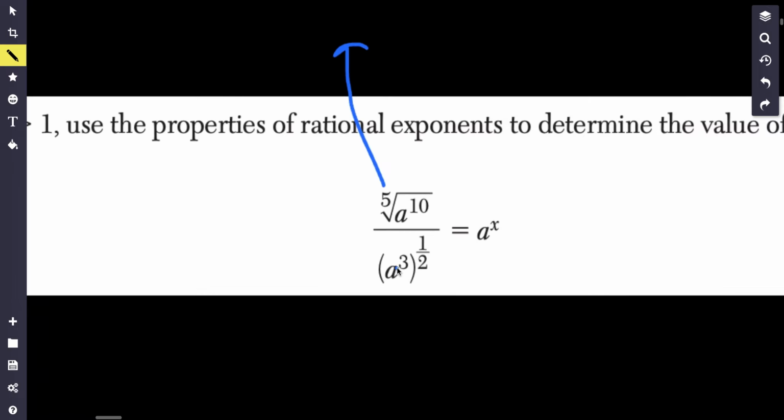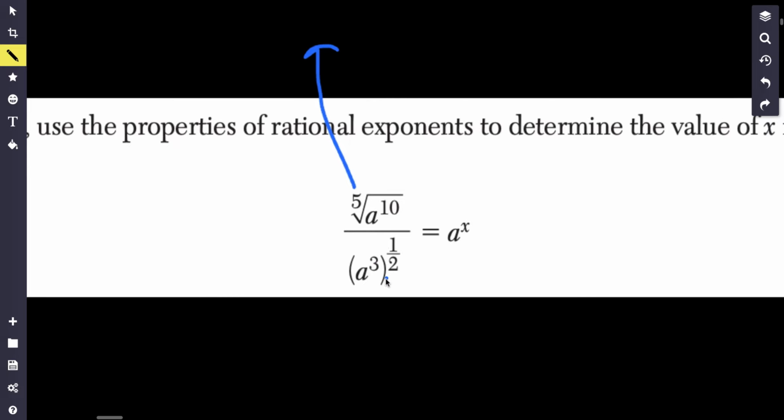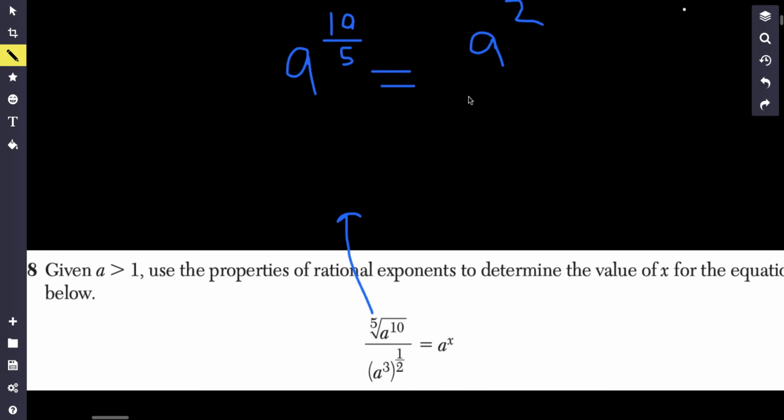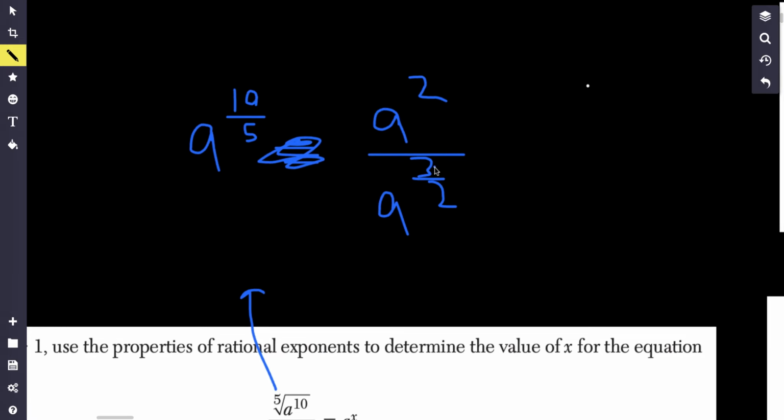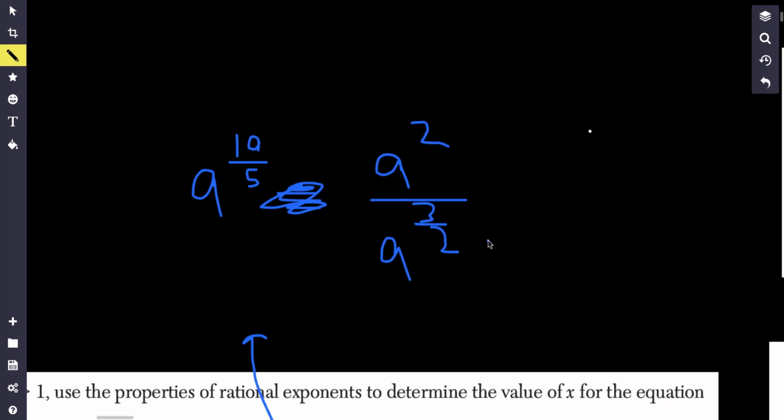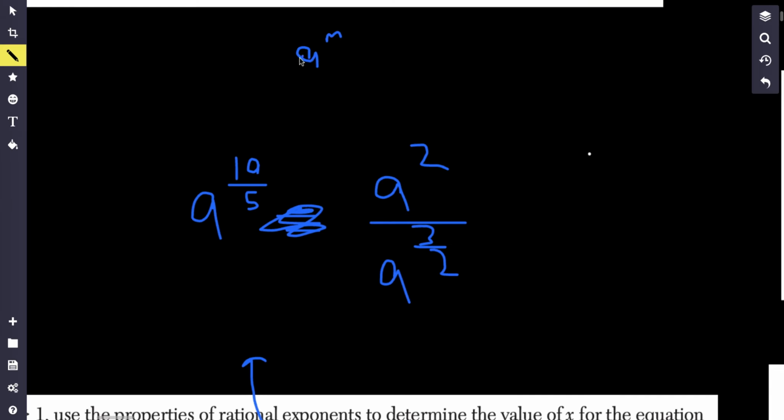Now, I have a to the 3rd power to the 1/2 power. So I just multiply out the exponents. So on my denominator, I have a to the 3 over 2 power. Now what I'm going to do is, since I have a to some power divided by a to some power, because I have the same base, I just subtract the exponents.